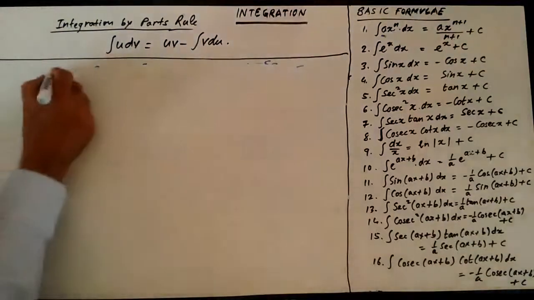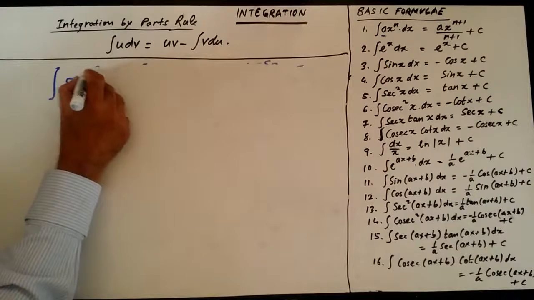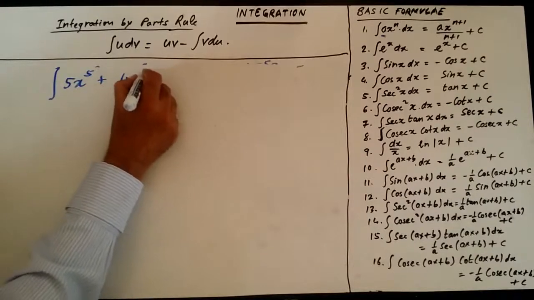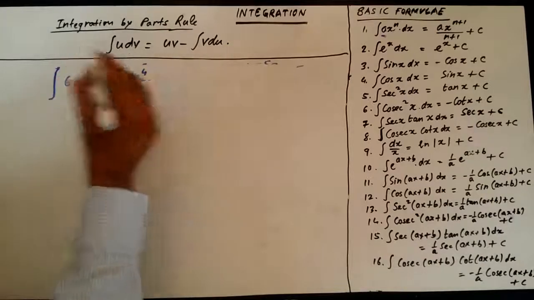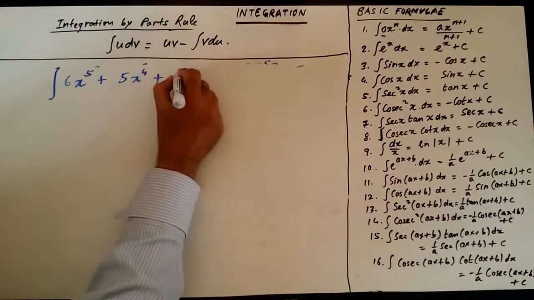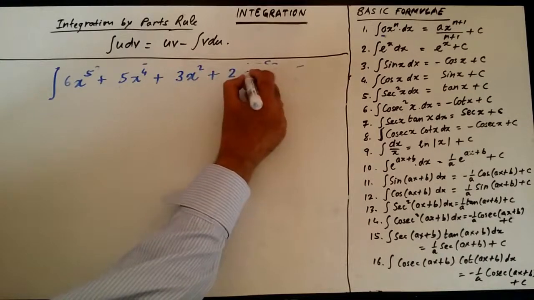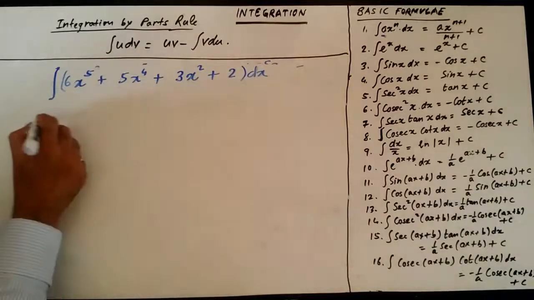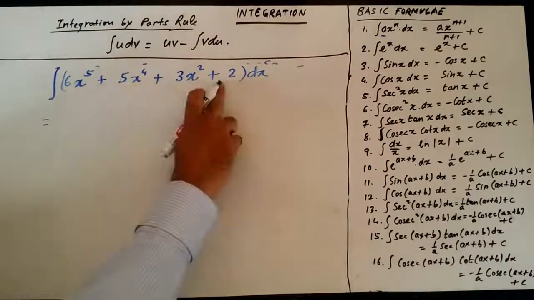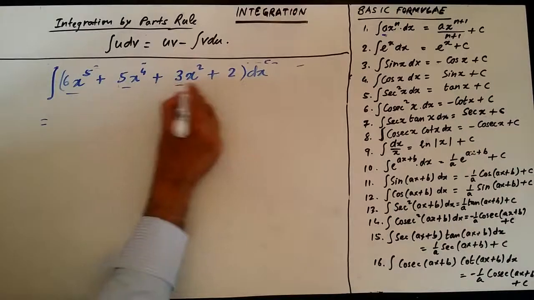Okay, let's take another one, which is quite lengthy. So I can have 5x to the power 4 plus 6x to the power 5, 5x to the power 4 plus 3x squared plus 2, dx. Okay, this is very simple, where we have a long expression but of the basic form, and we have to integrate each one of them separately.